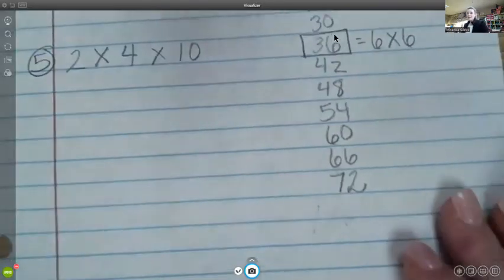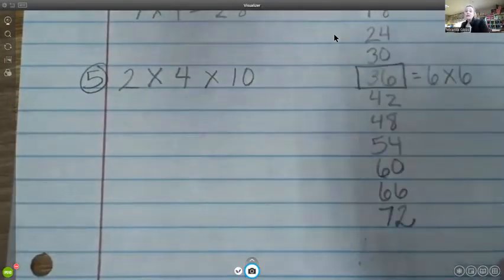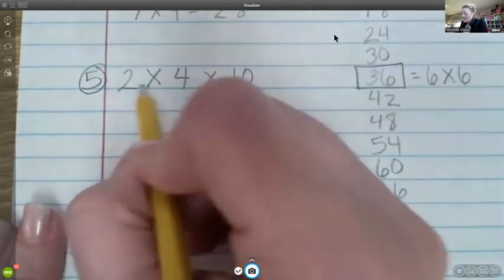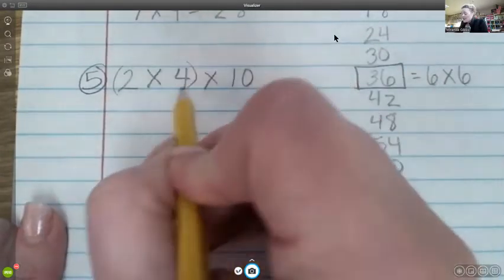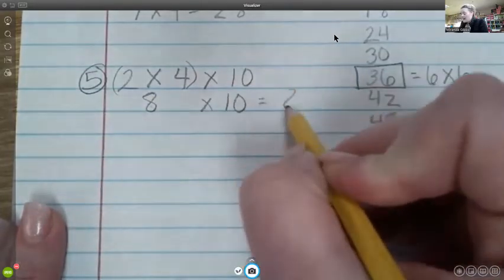So now I'm going to make this bigger. Make sure you can really see it. 2 times 4 times 10. So we can multiply this in any order. We're going to show 2 different ways to multiply this. So we're going to say 2 times 4. 2 times 4 is 8. And 8 times 10 is 80.